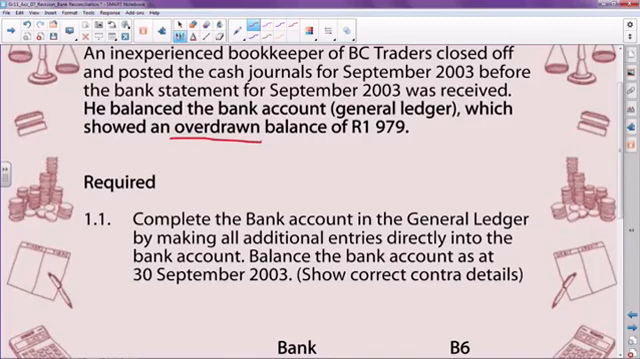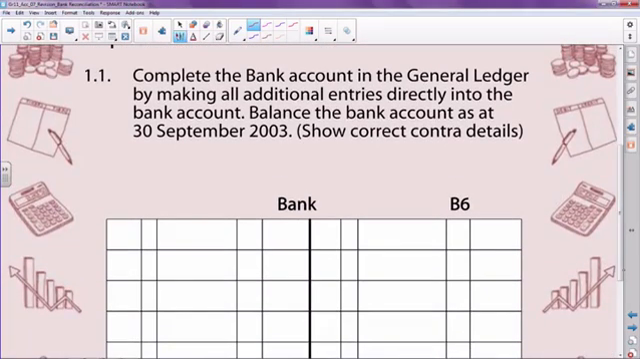Okay, so we know the CRJ and CPJ is already posted to the bank account, and it is in overdraft. The bank account is currently in overdraft of 1,979. So immediately, my bank account in the general ledger is a liability. A liability on the debit side obviously decreases. On the credit side, your liabilities increase.